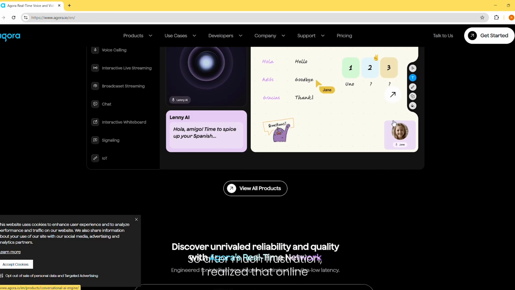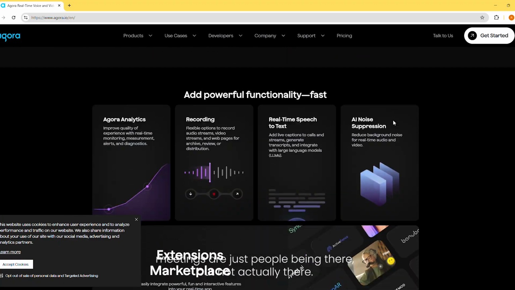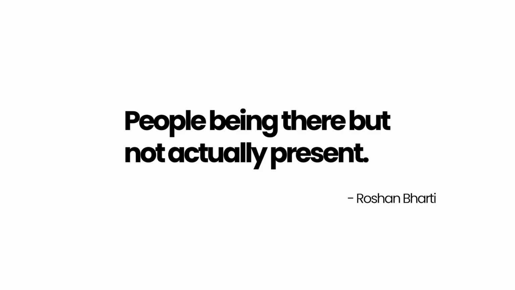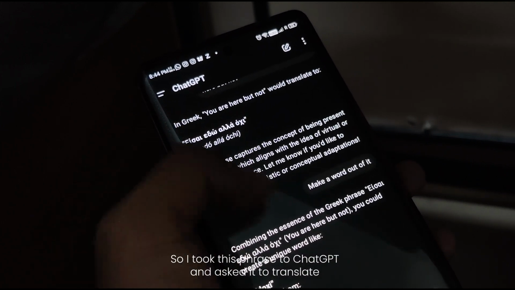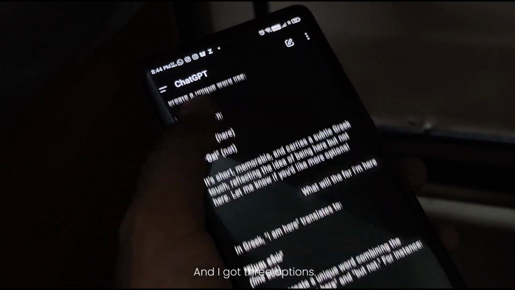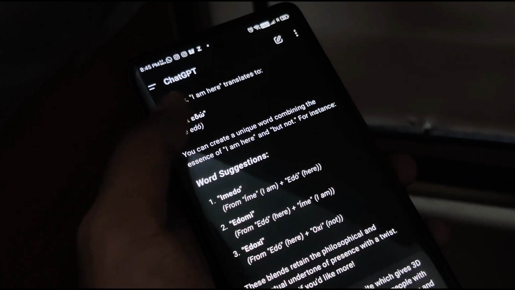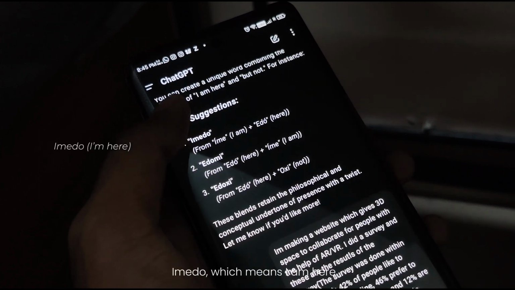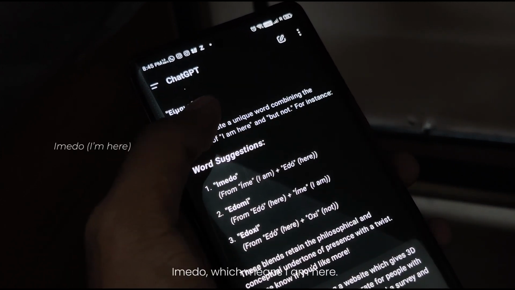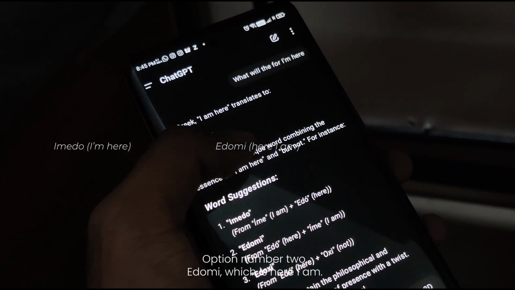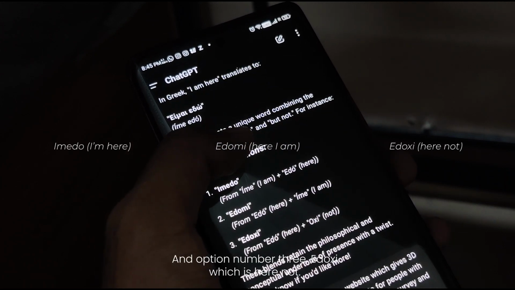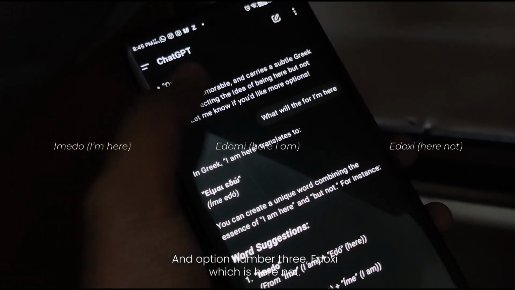So, after much frustration, I realized that online meetings are just people being there, but not actually there. So, I took this phrase to ChatGPT and asked it to translate this in Greek language, and I got three options. Option number 1, Imido, which means I am here. Option number 2, Idomi, which is here I am. And option number 3, Idoxi, which is here not.